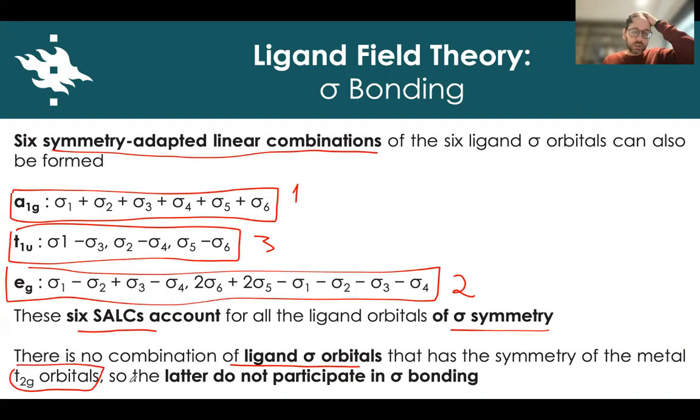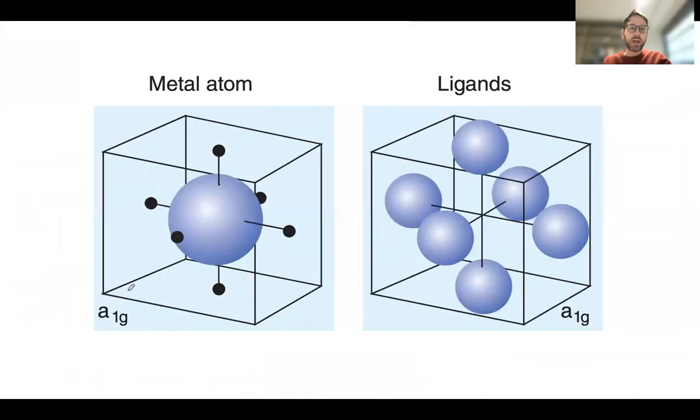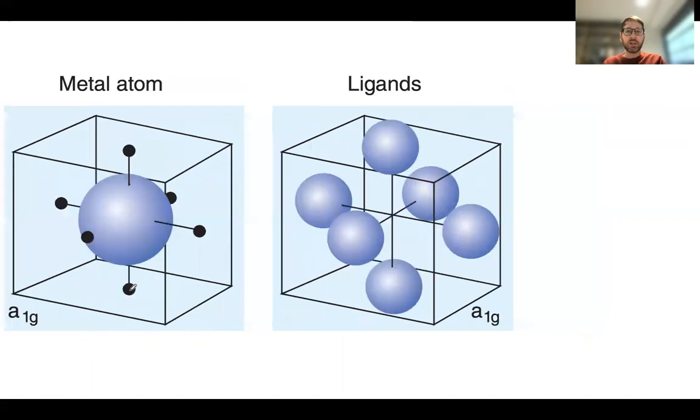Therefore, these t2g orbitals do not participate in the sigma bonding. So here we have the central metal atom and the ligands along the Cartesian axes where they are present, and here the symmetry adapted linear combination of the ligand sigma bonding orbitals gives rise to a match with the A1g symmetry that will combine with this s orbital, represented here in this picture, also having A1g symmetry.